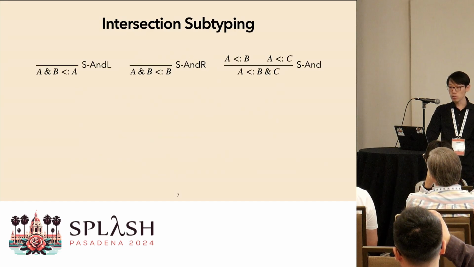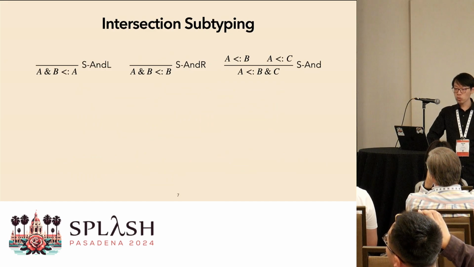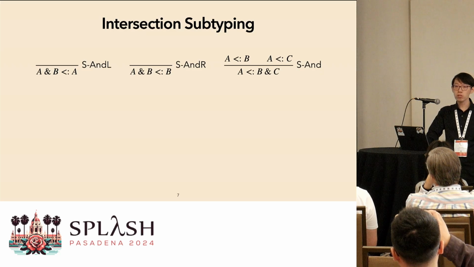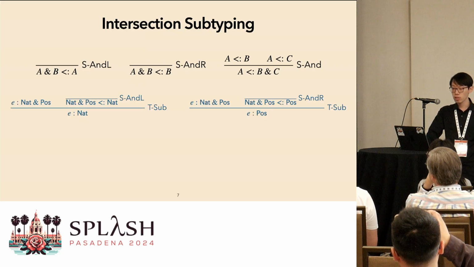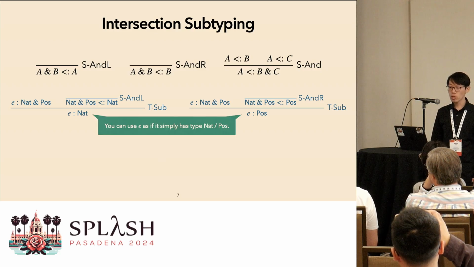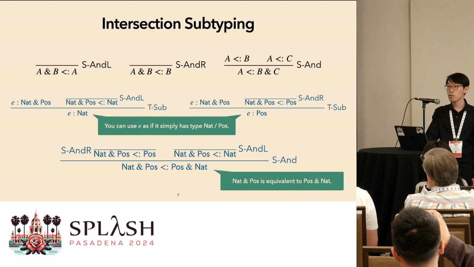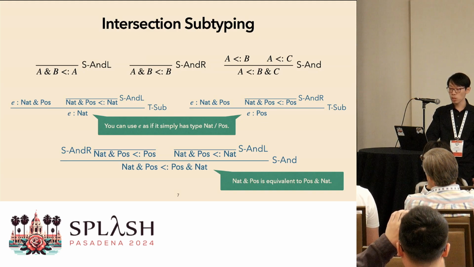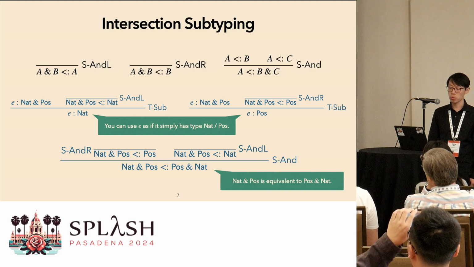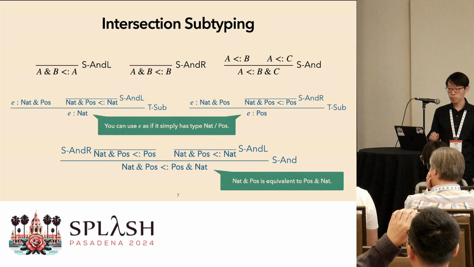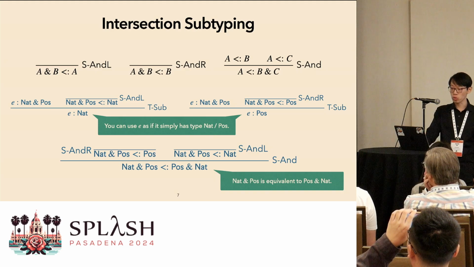And for subtyping, we have three rules. The first two handle the case that intersection types occur on the left-hand side. For example, if you have an expression E with an intersection type, you can use it as if it just has Nat or has Pos. The third rule you can use to permute the components inside the intersection type. For example, Nat and Pos is equivalent to Pos and Nat. That's very intuitive. You can derive it using all three rules.